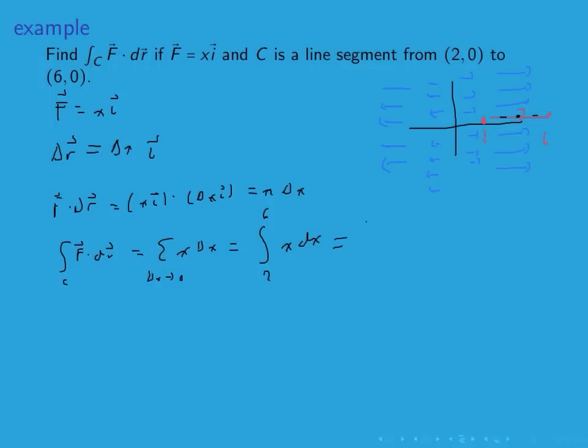I integrate x, which is 1/2 x squared, evaluate that from 2 to 6, and we get 1/2 times 6 squared, which is 36, minus 2 squared, which is 4. 36 minus 4 is 32, divided by 2 is 16. And that then is the value of the line integral.